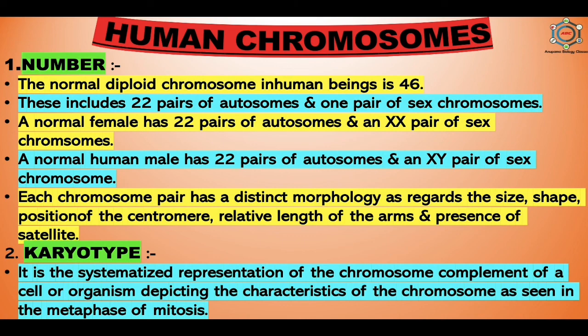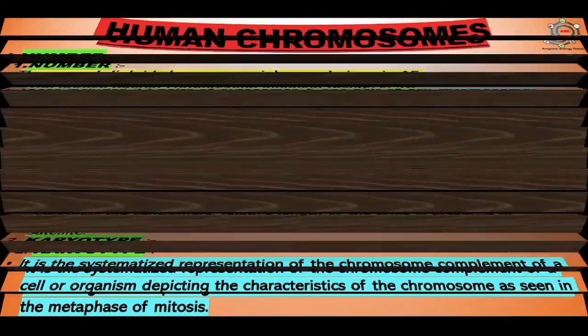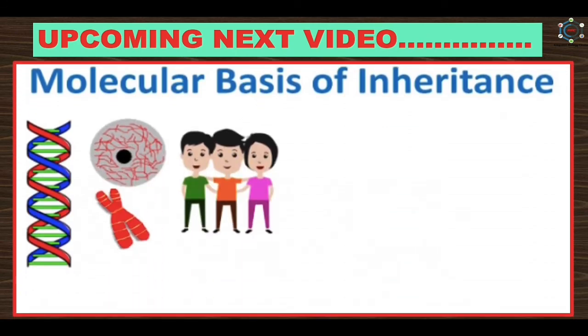So this is the end of the lecture in which you learned about the genetic disorders, in which some are Mendelian and some are chromosomal disorders. After this, human genetics and the human chromosome also. So the next upcoming video is molecular basis of inheritance, and this is the first video of the molecular biology.